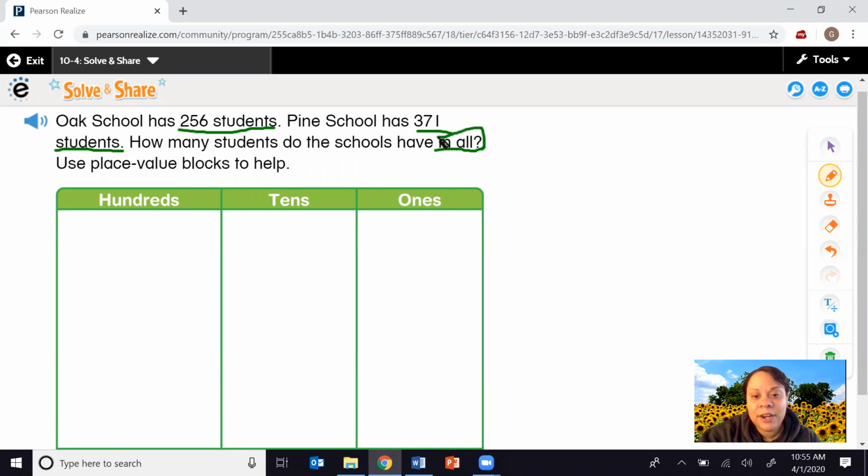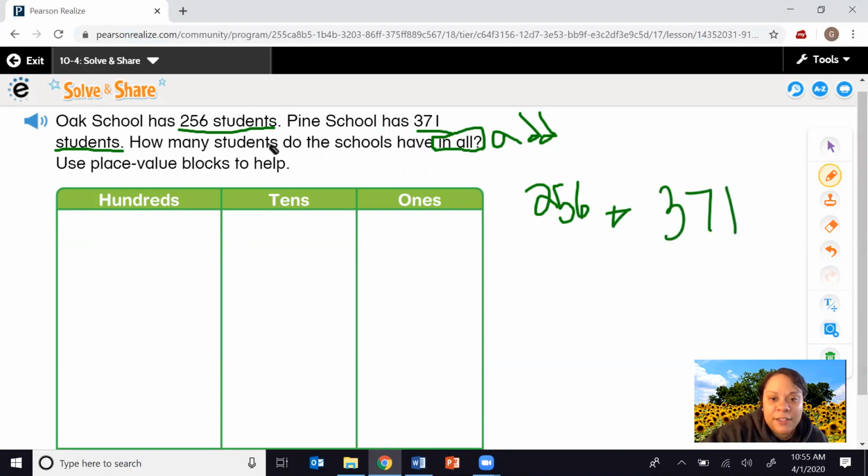So this is the key word here. In all means to add. So of course we're going to add using what we learned about adding using base 10 blocks in our place value chart. So this is our HTO chart or our place value chart, okay? So first of all, my equation is 256 plus 371.